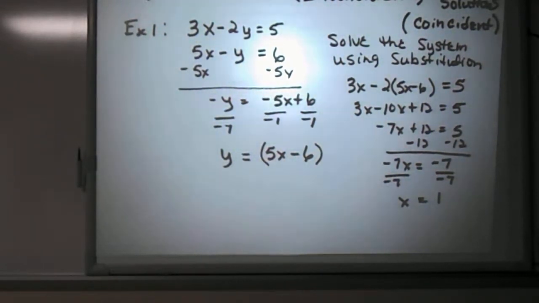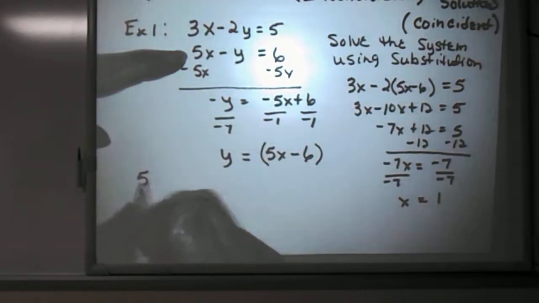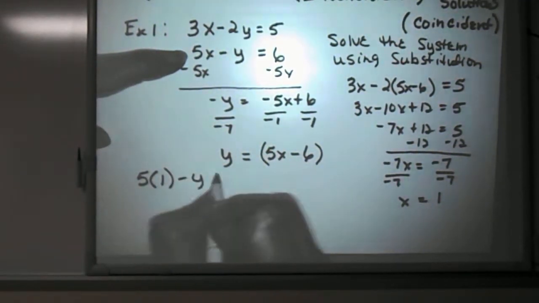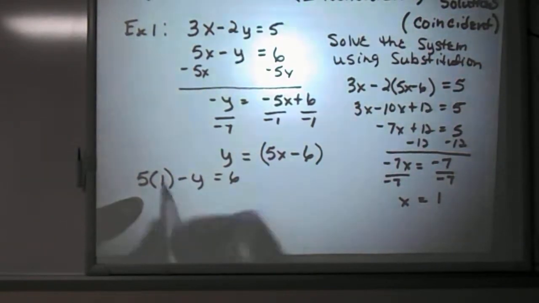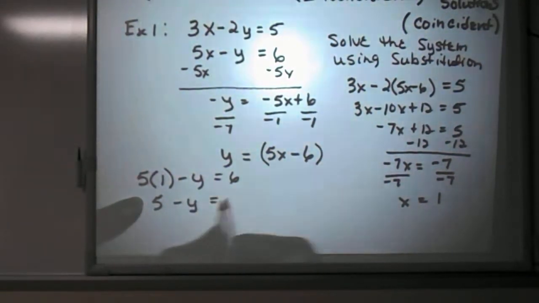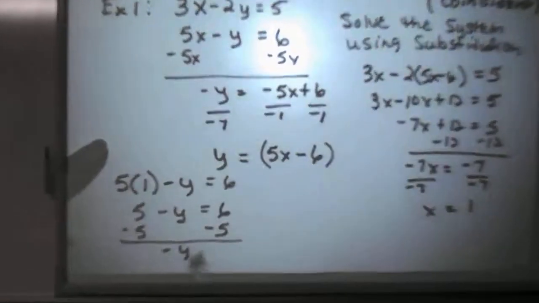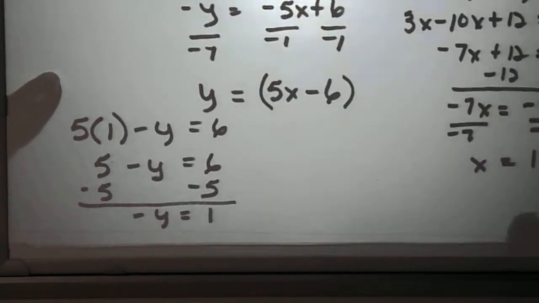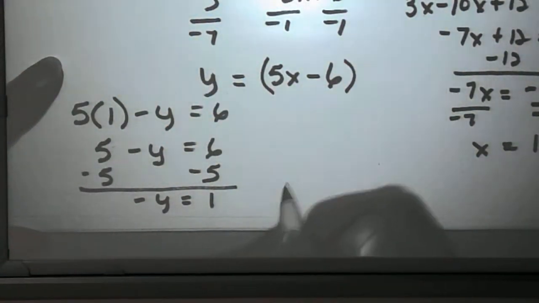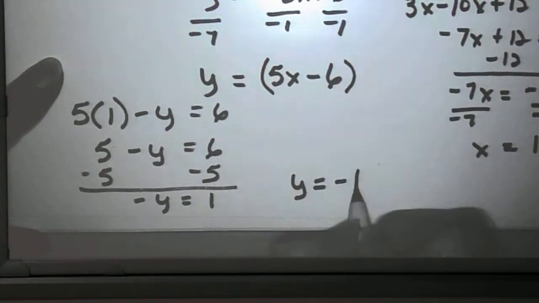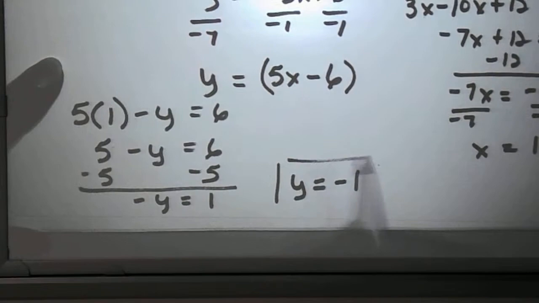Gabe said, does it matter whether we use the first or the second equation? No. Okay, so which one looks easiest to you? Probably the second one. Okay, sounds good to me. Let's do that right here. 5 times 1 minus y equals 6. So we get 5 minus y equals 6. Subtract 5, get our negative y equals 1. Divide by negative 1, and y equals negative 1.